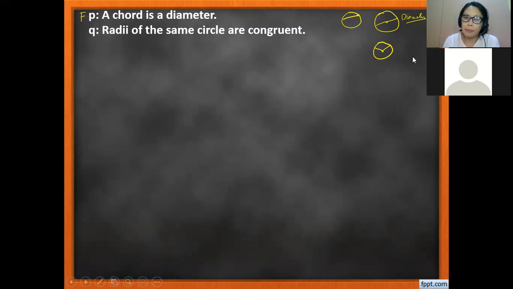Why? Because if you're going to work on the distance on any point to the center, it's equidistant. So, as long as the radius belong to the same circle or radii belong to the same circle, they are congruent. So, it's a true statement.